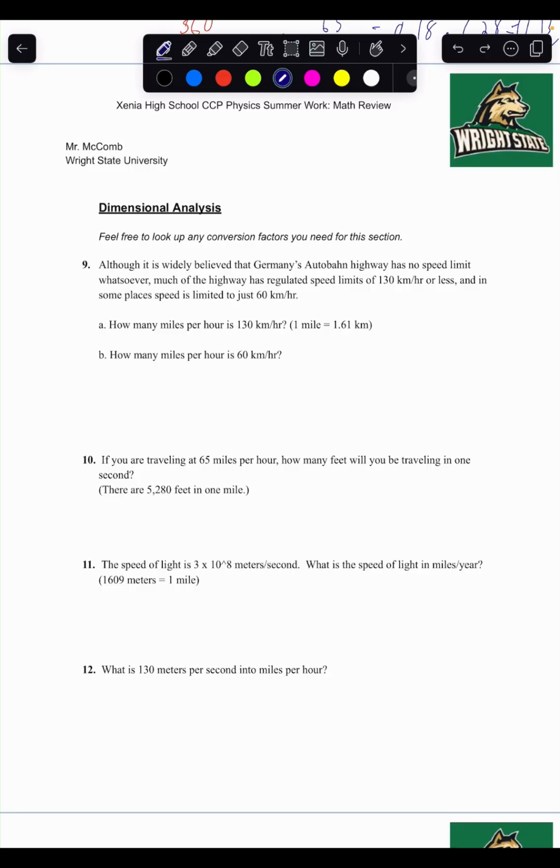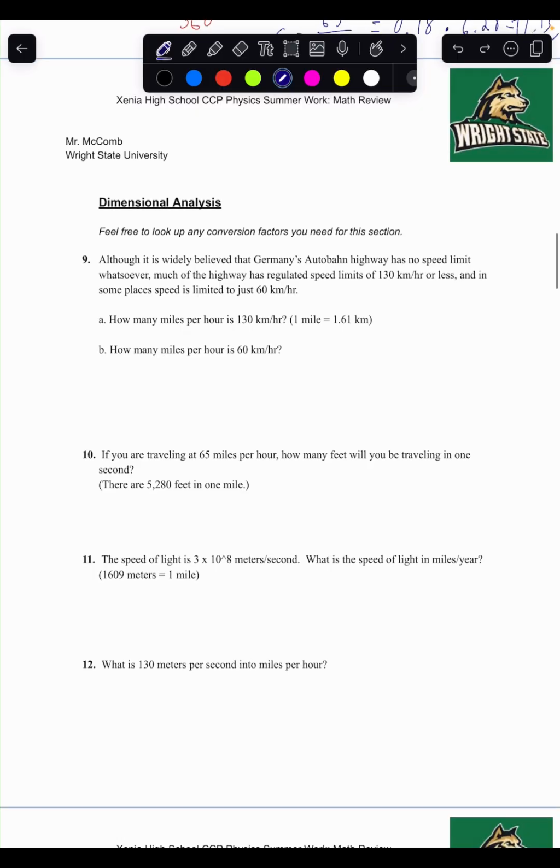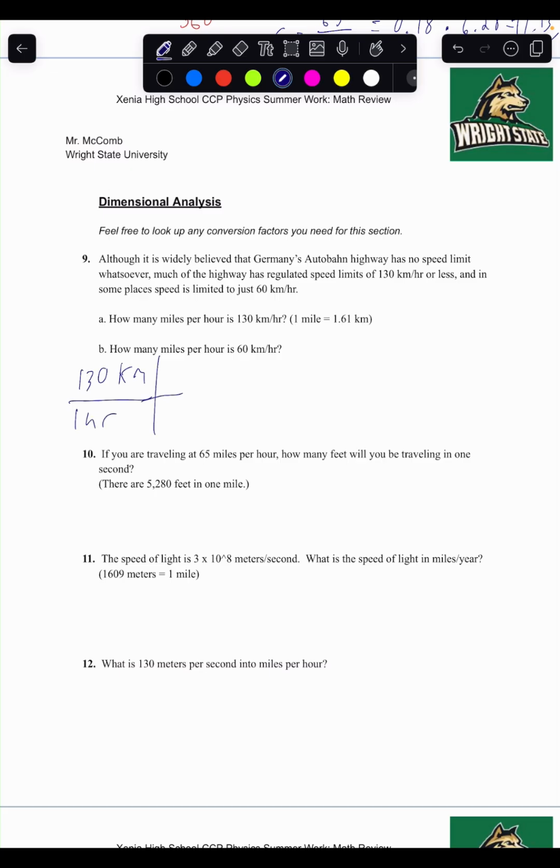So, question 9. Widely believed that Germany's Autobahn highway has no speed limit, but it has a regulated speed limit of 130 kilometers per hour or less. Some spaces 60 kilometers per hour. We want to convert that into miles per hour. Okay, so we're going to start with 130 kilometers in 1 hour, like so. That's a fraction. I'm going to make this into the grid.